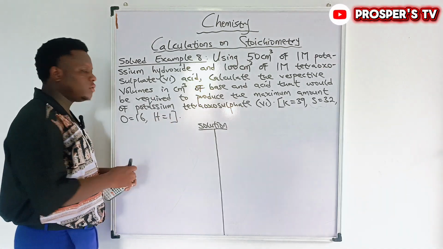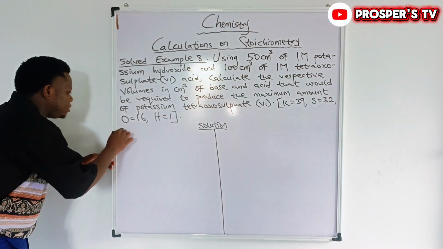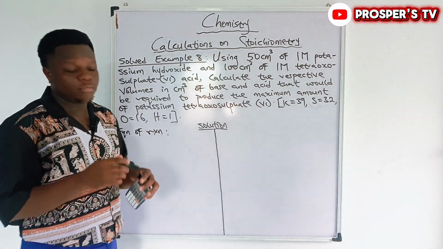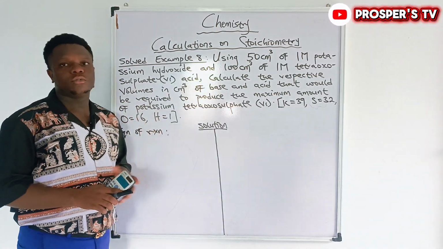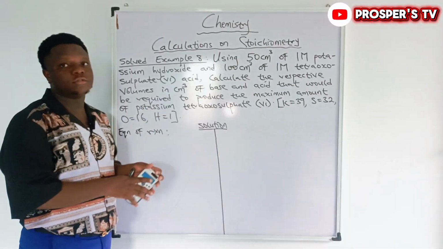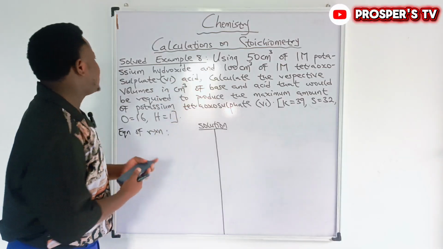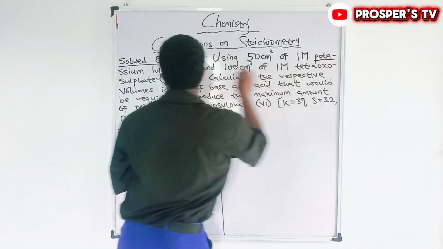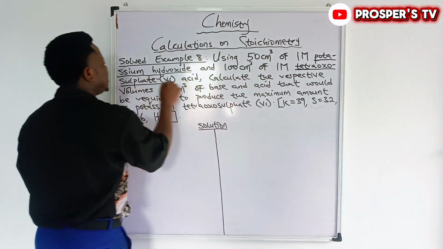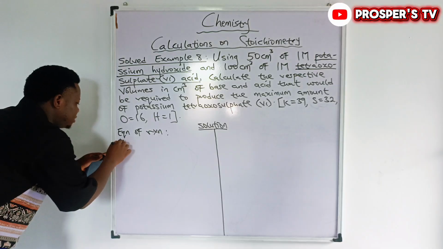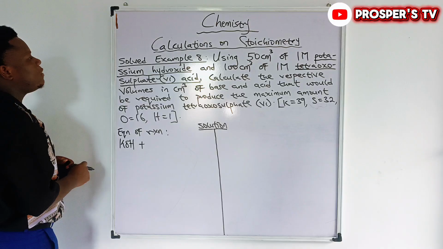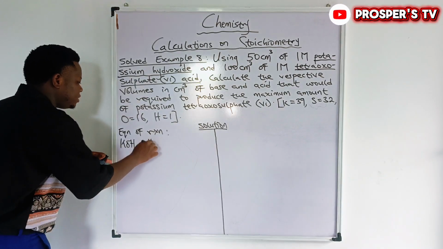First of all, let's write the equation of reaction. As a student preparing for JAMB and WAEC, please practice how to write, know some basic rules for reactions. Because calculations like this, once you don't even know your equation of reaction, there's nothing you can do about this question. So we are reacting potassium hydroxide. Let's take note of the reagents. Potassium hydroxide and then tetraoxosulfate(VI) acid. So the potassium hydroxide is KOH. Then we're reacting that with tetraoxosulfate(VI) acid.